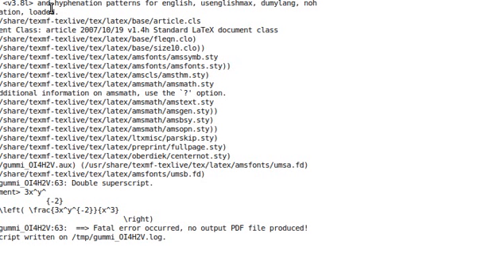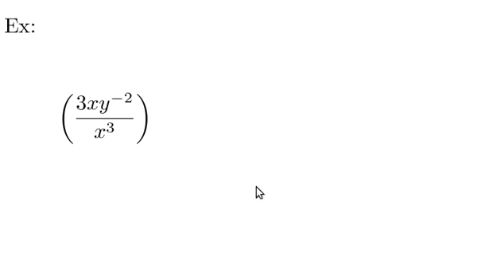I did something wrong again, but I'm not sure what it was. Let's take a look at the error output. Double superscript. Oh, I see. This is very awkward. There's no power to that x. Okay, here we go. We got it exactly the way I wanted to do it now.